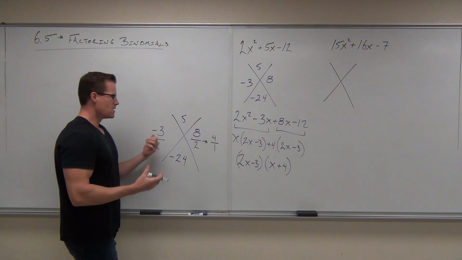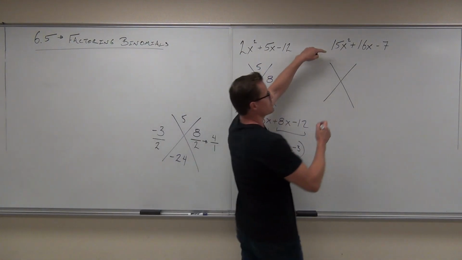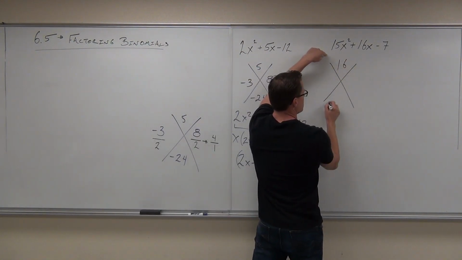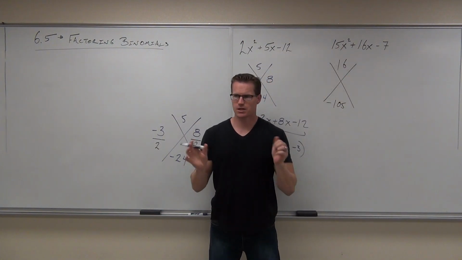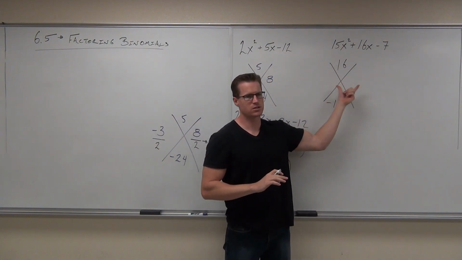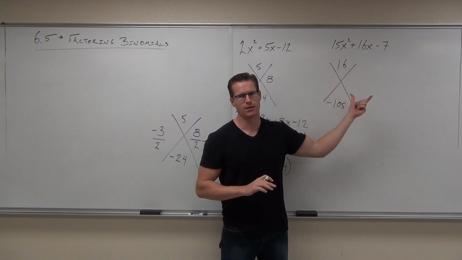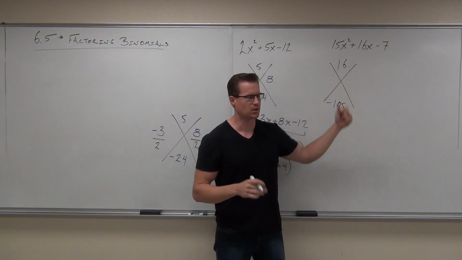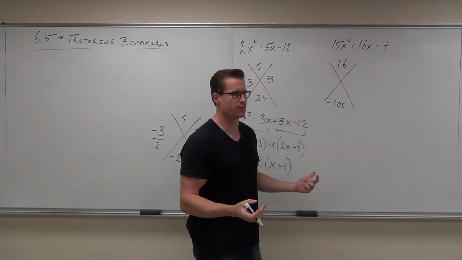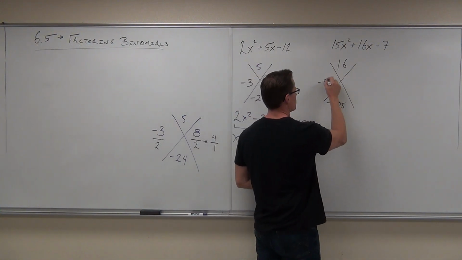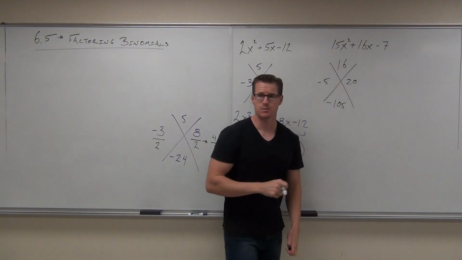This one, it's still finding the numbers. So for instance here, you'd have 16, you'd have negative 105, A times C. This in no way shortens this process. You still have to find those. There's no way around that. Does that make sense to you? Still going to do it. So here you go. Oh my gosh, 16, negative 105. Well, I'm going to do it for you. It's negative 5 and 20. But that might take you some time to do.